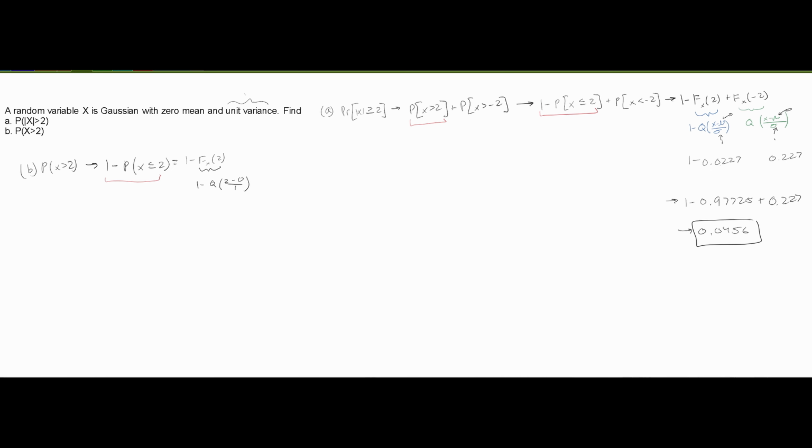If we check that table in the description below the like button, we know that Q of 2 is just going to be 0.02275. We're going to have 1 minus this for this part, and that's going to give us approximately 0.97725. Then 1 minus this is going to give us approximately 0.02275. And that's how we would go about solving this problem.